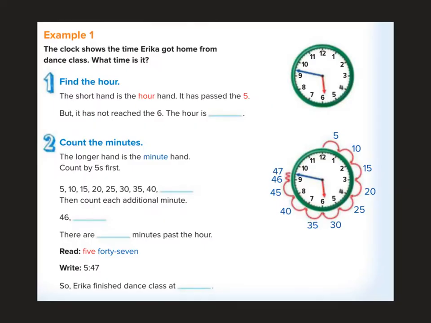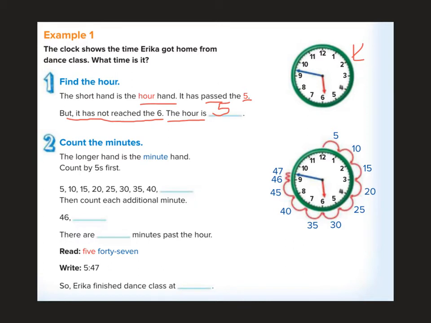Example 1. The clock shows the time Erica got home from dance class. What time is it? First, we have to find the hour. The shorthand, or the shorter hand, is the hour hand. It has passed the 5, but has not reached the 6. The hour is 5, right? It's close to the 6, but it has not yet reached the 6, so it's almost 6 o'clock, because the hour hand slowly moves to the next number.